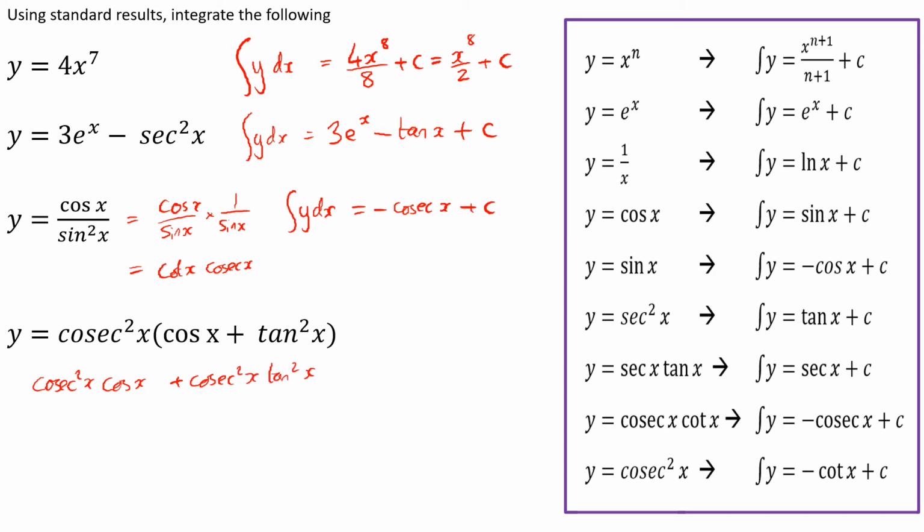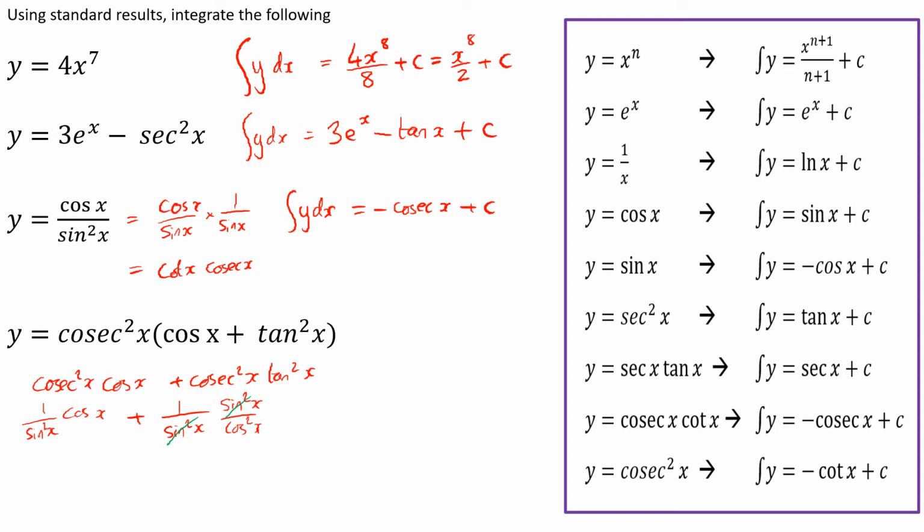Now, none of those look like things that we can integrate, so we shall break them down into cosines and sines and see if we can rebuild them. So this is overall here cos x, and then cosec squared means 1 over sine squared x. And then the other one, well, cosec is 1 over sine squared again, and tan squared is sine squared over cos squared. So can we do anything with that? Well, we can certainly cancel out those sine squareds there.